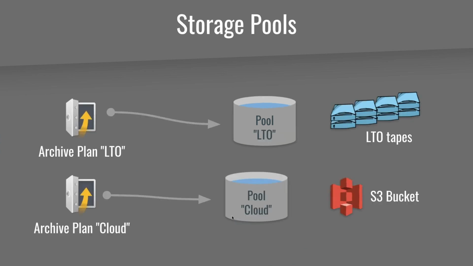So, moving to the next one. The storage pools are connected to the archive plan. So I could have an archive plan called LTO tape, and that one is going to LTO tapes, but I could have another archive plan which is writing to a pool called cloud, which is connected to an S3 bucket. So you can have different archive plans writing to different pools. So you've got flexibility. You don't just pick one storage media and stick with it. You can chop and change.